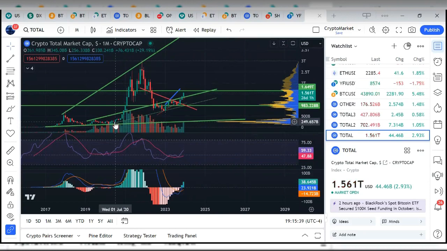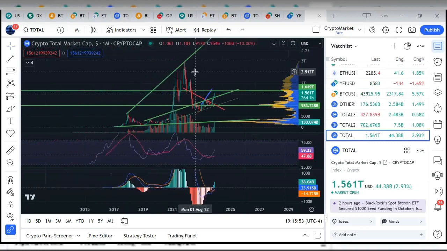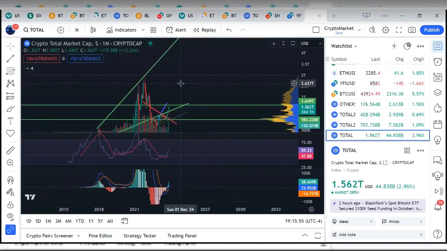If you notice, last time I took 13 months to reach the top of approximately 3 trillion, right? So that could similarly be the same range that we could take to go up to the top.